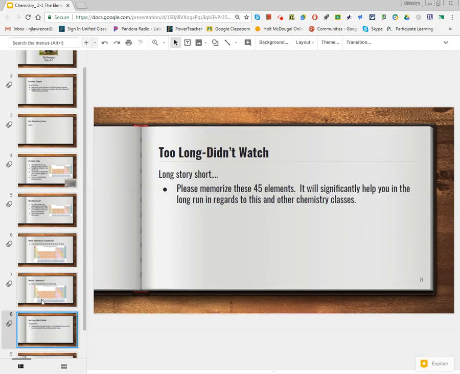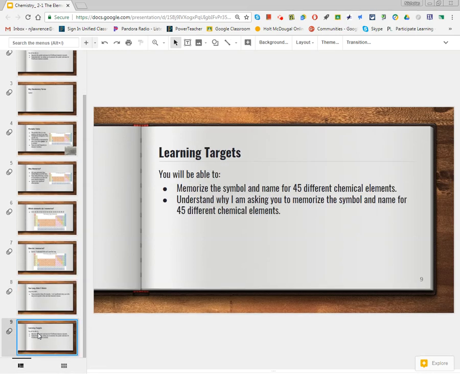So again, if you didn't catch the whole video, that's a shame because it was that short and not worth watching. But you are to memorize 45 elements, and you're doing it because it's going to help you in the long run. It's going to help you be prepared when it comes to more stoichiometry or conversion problems, which we'll do in this unit. It's going to help you with the naming of chemicals, and it will help you name chemical reactions and explain what's going on. Really, without the knowledge of these 45 elements, you will not be able to do chemistry in this class.